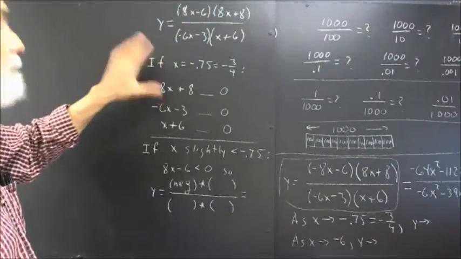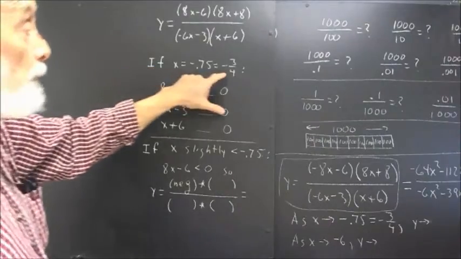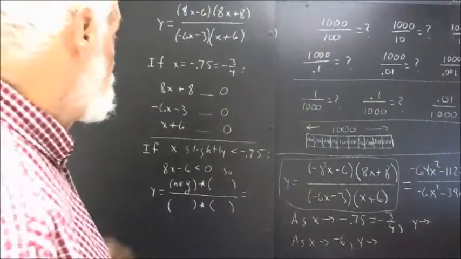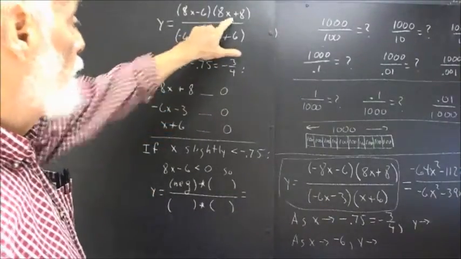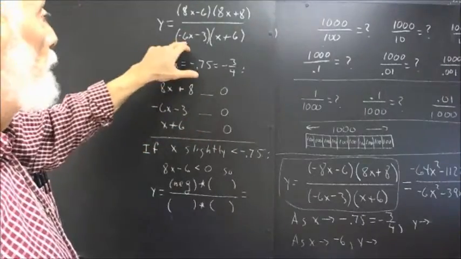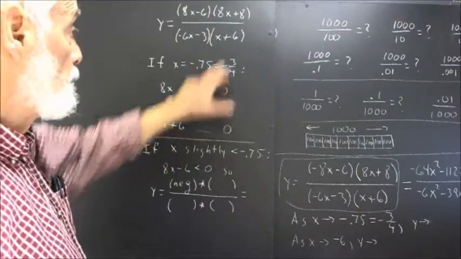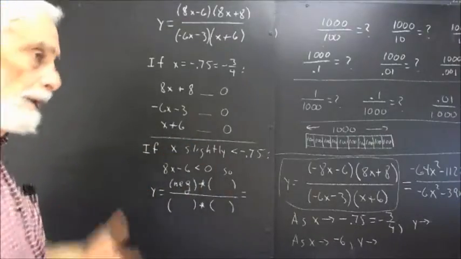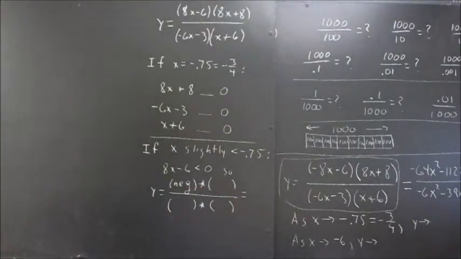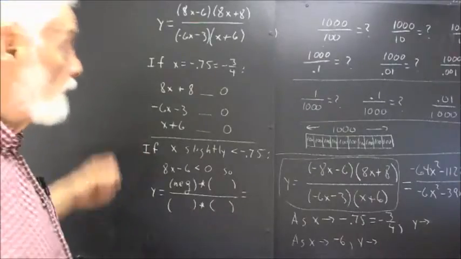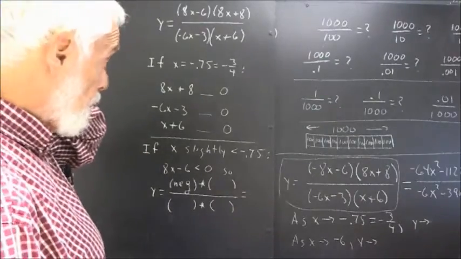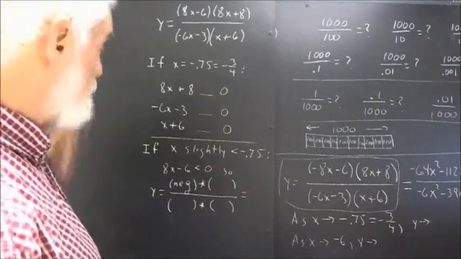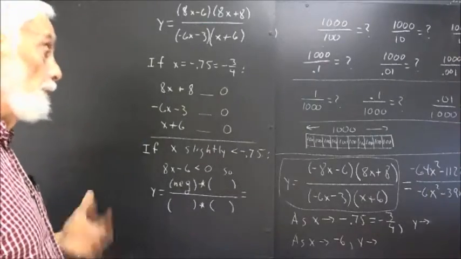So let's just focus on the question. If x is negative 3/4 or negative 0.75, is this factor greater or less than 0? Is this factor greater or less than 0? Is this factor greater or less than 0? You should pause and make that decision. Okay, well, hopefully you've done that. And hopefully you could do that without using a calculator. A couple of these are real easy to figure out without a calculator.